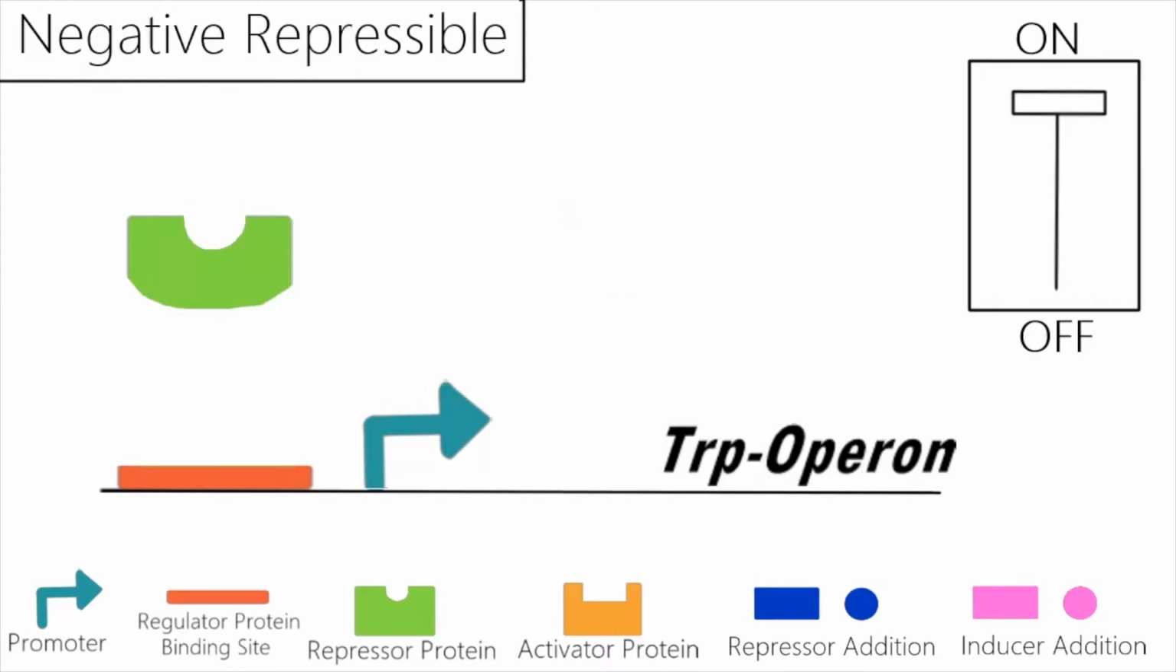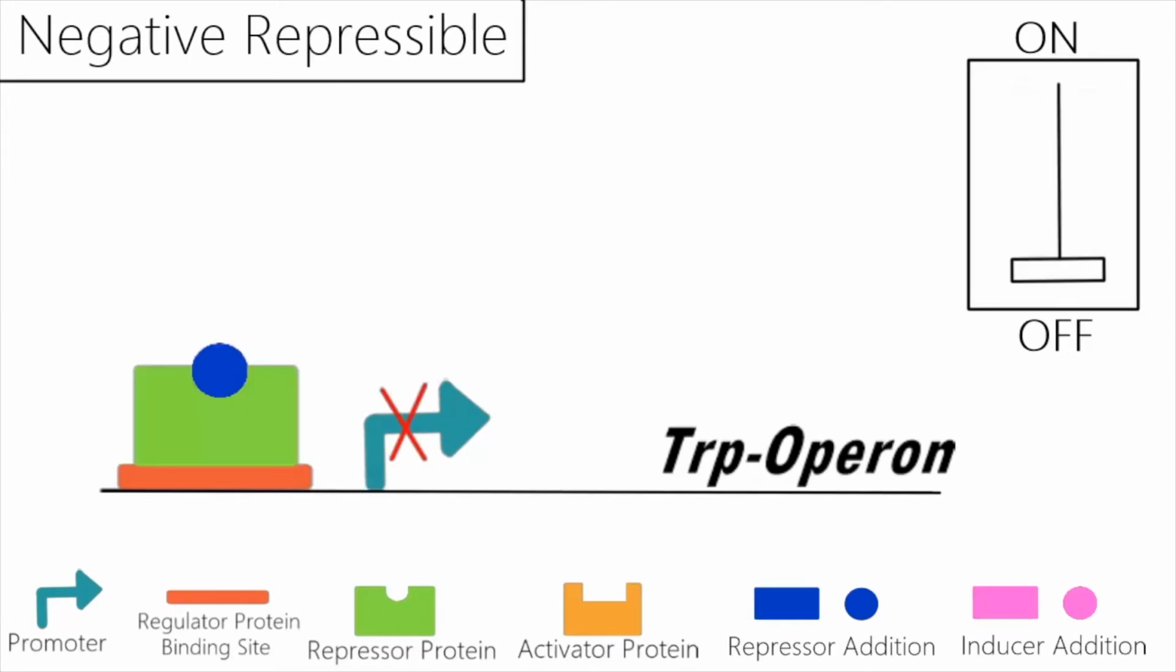Negative repressible control occurs when a molecule binds to the repressor, causing a shape change in the repressor. This shape change allows the repressor to bind to the operator, stopping transcription. This type of control is exhibited in the trp operon. When tryptophan is present, it binds to the repressor, allowing it to bind to the DNA, halting transcription.